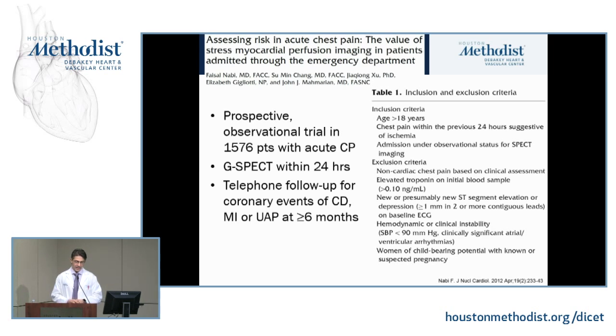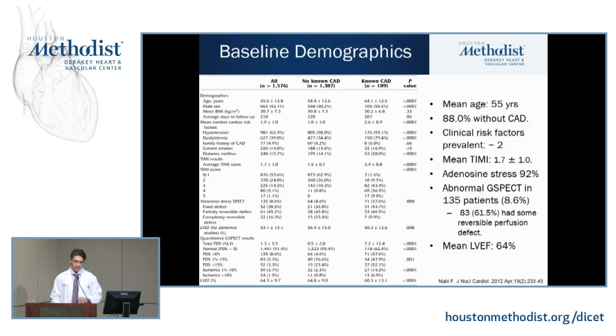All of these patients had nuclears. These were low to intermediate risk patients by their TIMI risk score and their clinical profile. The vast majority got, in this particular study, adenosine. We only found an abnormal SPECT rate of 9%, and this again has been reported in the literature. And most patients had a normal ejection fraction.